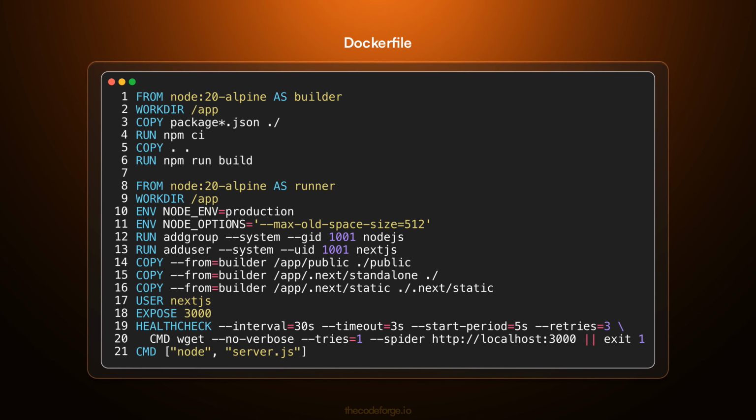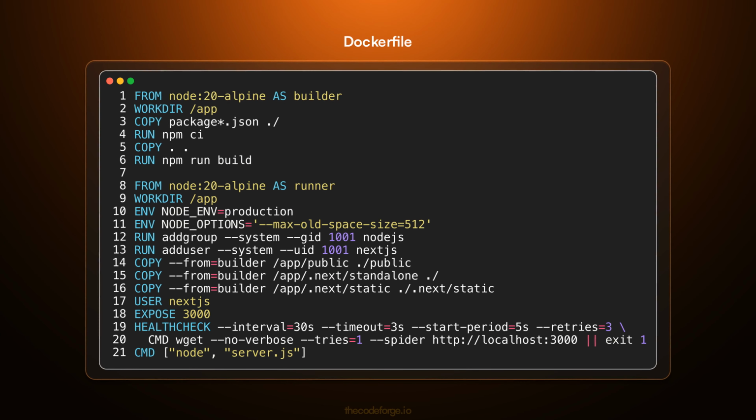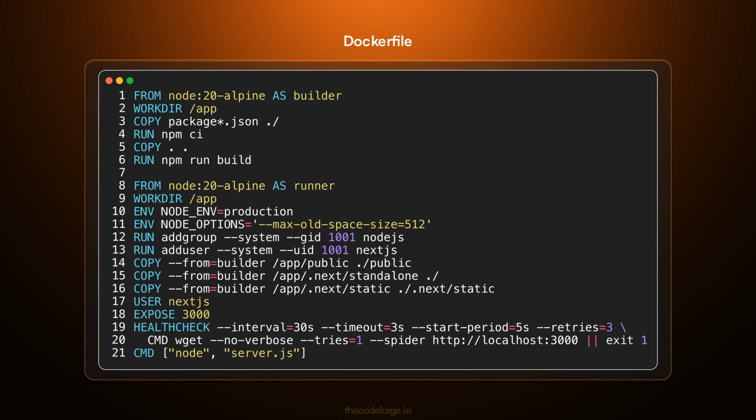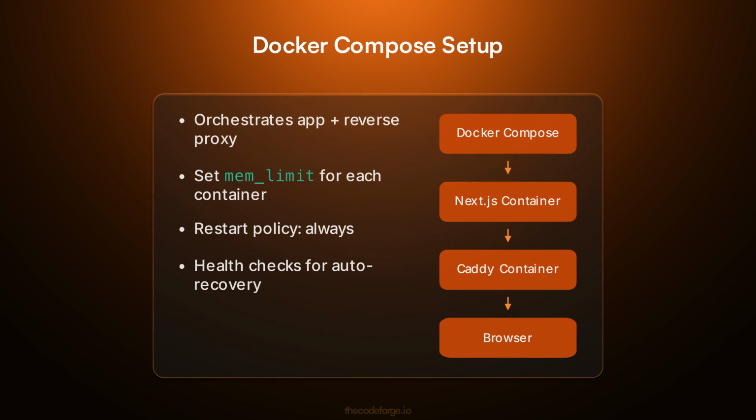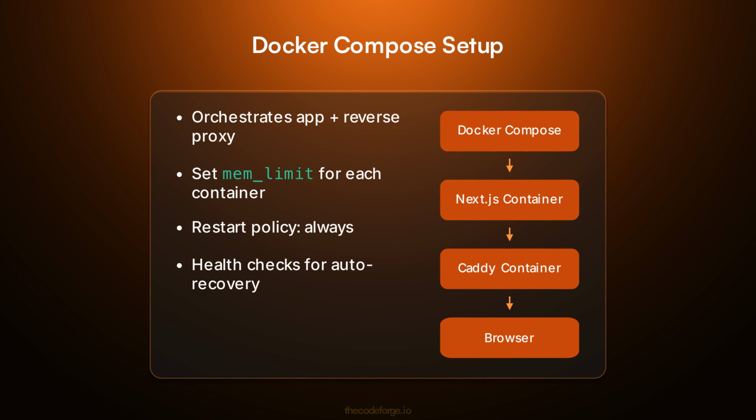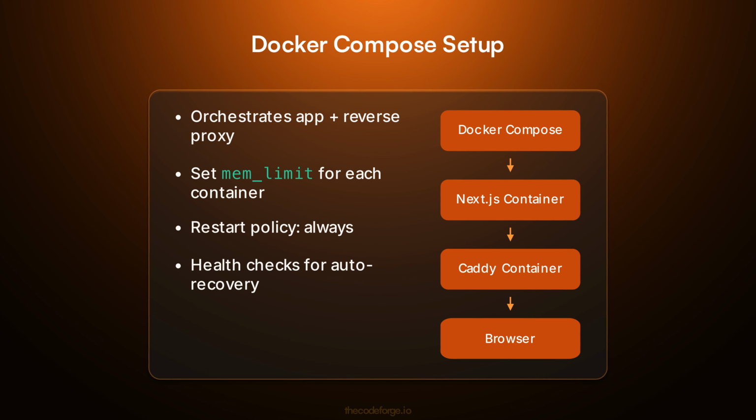This Dockerfile uses 2 stages. The builder installs dependencies and builds the app. The runner copies only the standalone output and sets a memory limit. It also adds a health check to detect failures. Docker Compose runs multiple containers. Here we have the Next.js app and Caddy as a reverse proxy. Resource limits prevent any container from using all host memory.